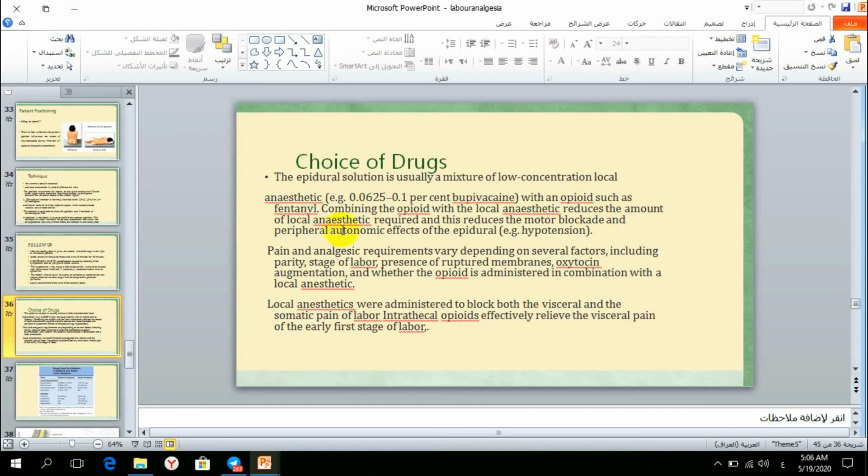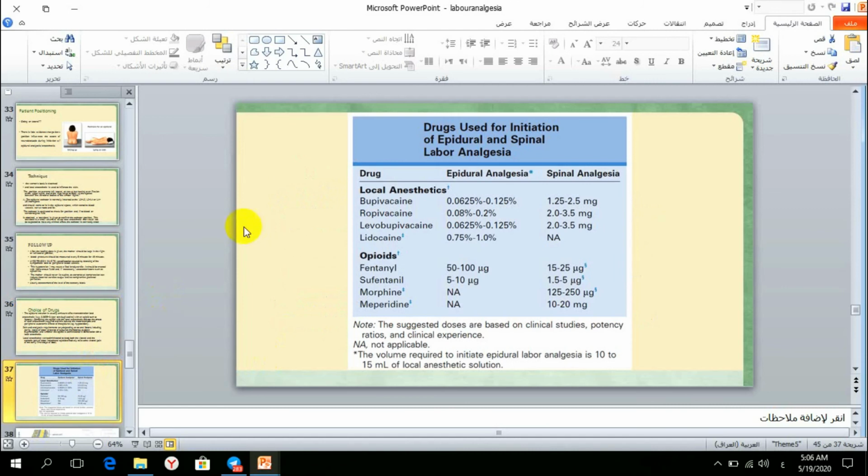To follow up, after the loading dose is given, the mother should be kept in the right or left lateral position. The blood pressure should be measured every 5 minutes for 15 minutes. Hypotension is due to vasodilation caused by blocking of the sympathetic tone to the peripheral blood vessels. This hypotension may cause a fetal bradycardia. It should be treated with intravenous fluid and, if necessary, a vasoconstrictor such as ephedrine.